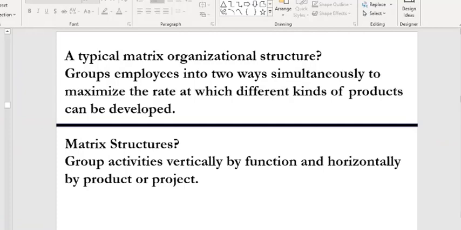And that way I had to give an account to both the project manager as well as give account to my HR manager with the work that I was doing in both places. So that's what a matrix structure looks like. Employees are literally working in two different areas, usually their main function and also a project function. And it says different kinds of products or services can be developed. So you have vertically by function and horizontally by product or project.